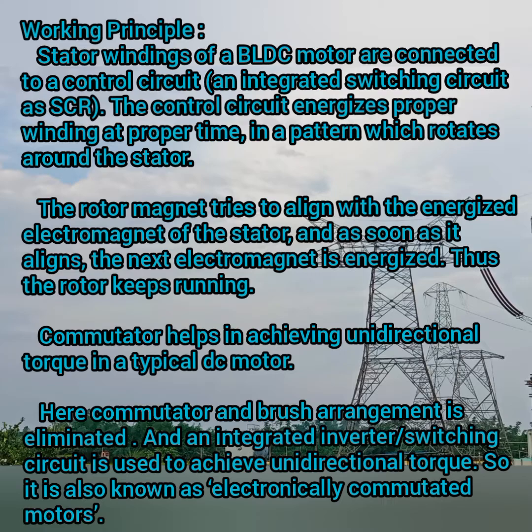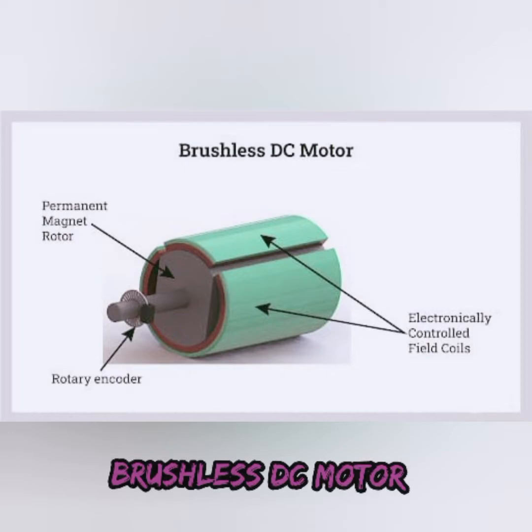The commutator helps in achieving a unidirectional torque in this type of DC motors. Here the commutator and brushes arrangement is eliminated because we are using an electronic type of commutator, which means the mechanical commutator is eliminated and an electronic type of commutator is used. This is an example of your brushless DC motor.